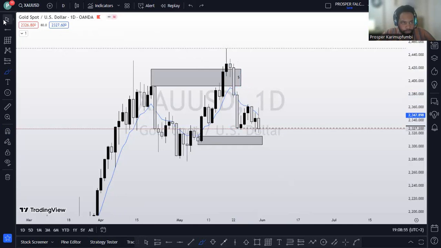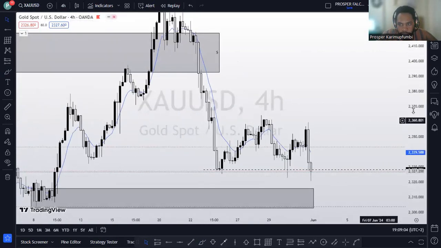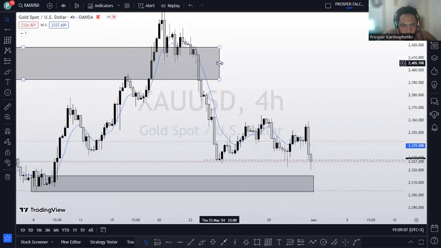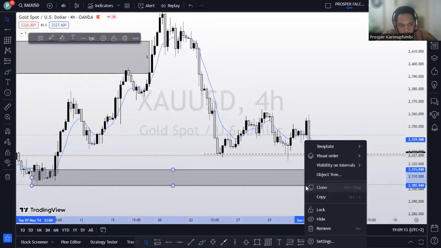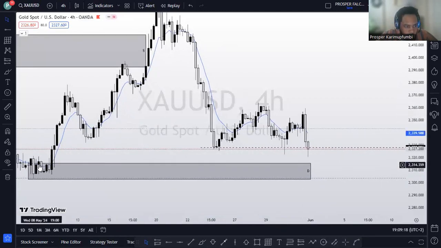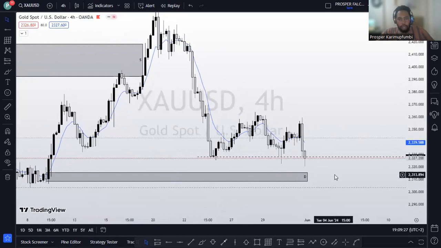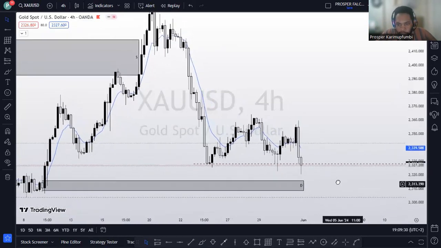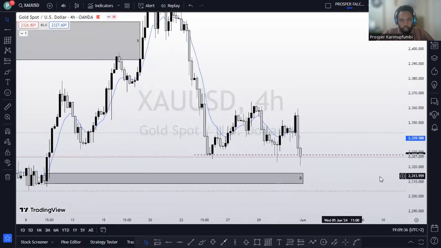So I'm just gonna scale down to the 4-hour time frame, so that I can also show you things that I've been looking at. This was the supply on the daily time frame, and this is our demand on the 4-hour time frame. I'm just gonna scale in on the 4-hour time frame. I'm still expecting gold to short to this demand.